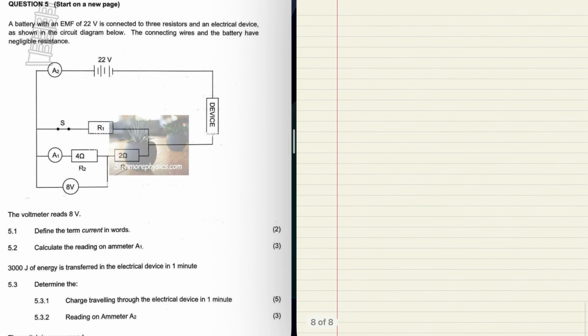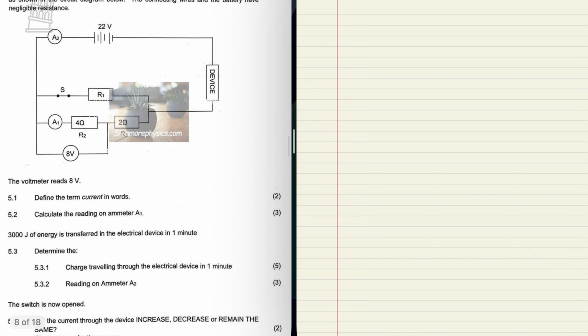Question number 5. A battery with an EMF of 22 volts is connected to 3 resistors and an electrical device. The connecting wires and the battery have negligible resistance. The voltmeter reads 8 volts. Okay. Define current, that's okay. Question 5.2, calculate the reading on ammeter A1. So they want to know what is the reading on this ammeter that's going through that branch.